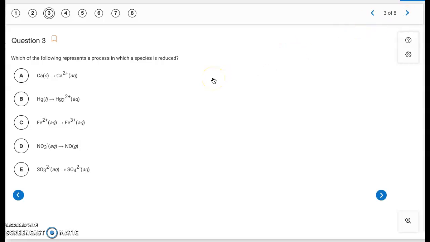Question 3, which of the following represents a process in which a species is reduced? So with this, we want to look at oxidation numbers and look for a decrease. The only one that's showing that is letter D. It's not the oxygen, it's the nitrogen. Nitrogen goes from a +5 to a +2, so it's showing a decrease in oxidation number, so it is reduced.